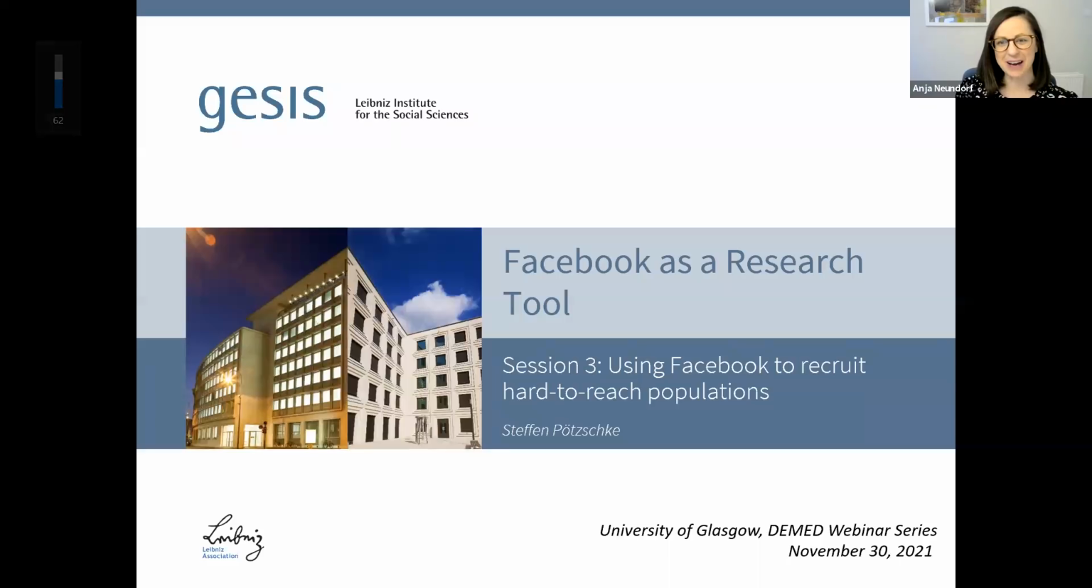We're really pleased to have Stefan Pötzig here from GESIS, who will directly connect what we covered in the first two sessions about recruiting research participants through Facebook, but now focusing in particular on hard-to-reach populations.